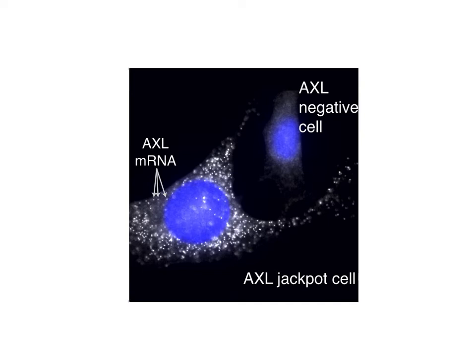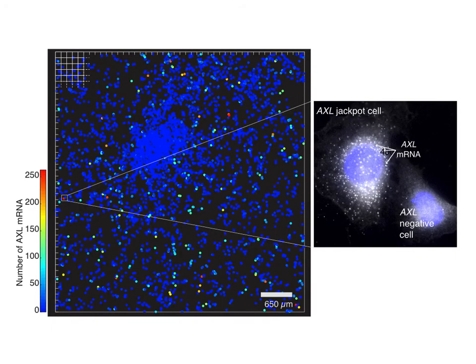In this image, each spot is an individual molecule of RNA, and this cell on the left has very high levels. However, the cell next to it has no expression, and most of the cells on this dish have no or very low expression. Looking across the entire data set, we can find these high-expressing cells scattered throughout. On this plot, each dot is a cell, and the number of RNA molecules is indicated by the color of the dot. The dark blue dots represent negative cells.